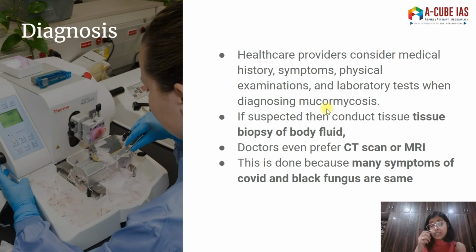Now, how is it diagnosed? For diagnosis, healthcare providers generally look at your medical history, your symptoms, and physically examine you, but even that is not sufficient. In order to conclude, they will do a biopsy of the body fluid. They can also take the help of CT scan or MRI. And this is done because many symptoms of COVID and black fungus are the same. That's why CT or MRI scan is preferred, because as we saw, the symptoms are headache, fever, etc. So many of the fevers are similar to COVID. So in order to conclusively conclude, it is important that these diagnoses are conducted.